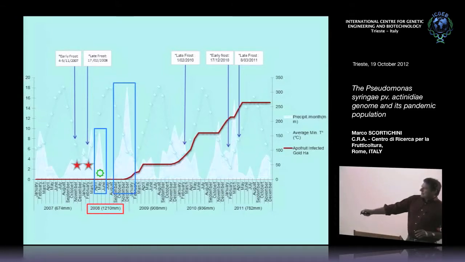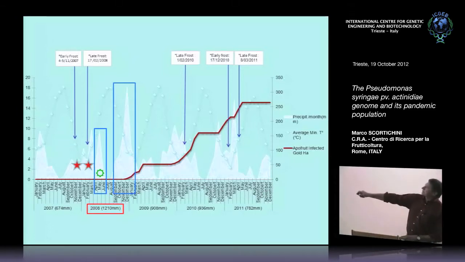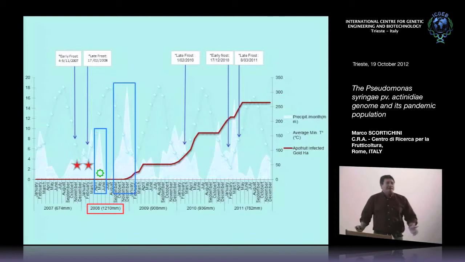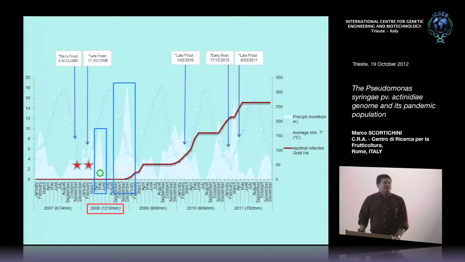Another important thing is the precipitation. From 2007 to 2011, these are the minimum and the average temperature. But importantly, these two stars represent early and late frost. Early means 4-5 of November, when if you go in the field, the plants are still living. You have the leaves, and at that time there were still the fruits. So here, the plants received 2 days of -6 for not many hours, 2 or 3 hours, but it could be enough to promote the initial stress factor.